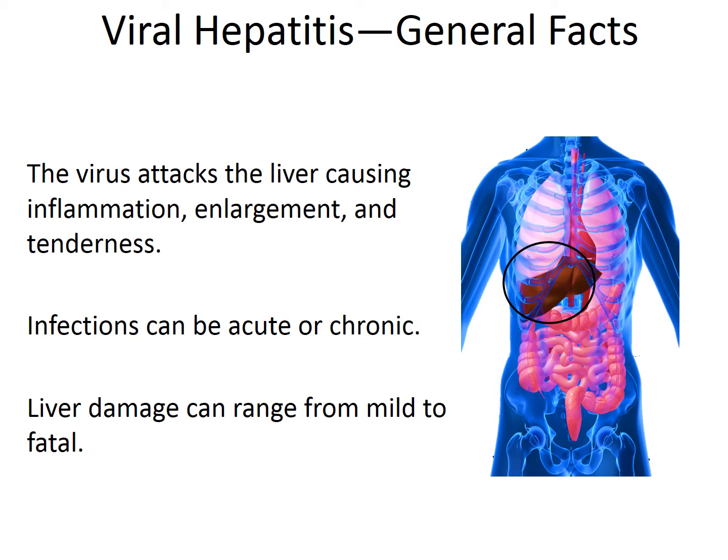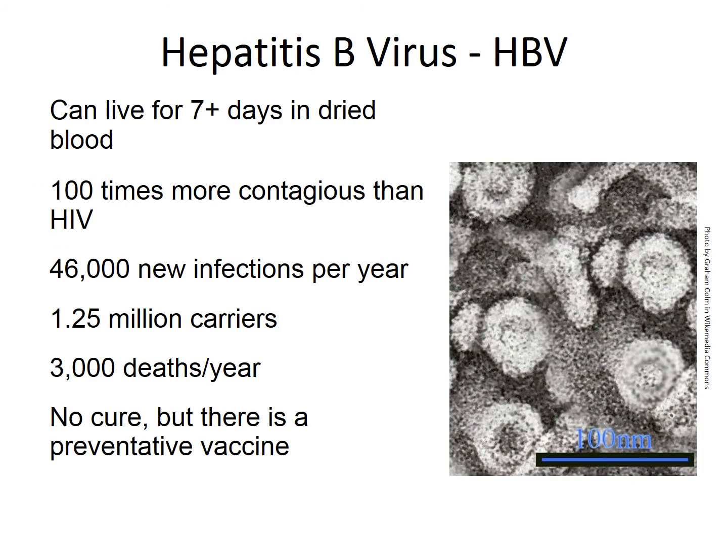When it is damaged by hepatitis viruses, these functions can be impaired. There are several types of viral hepatitis, but the two of concern here are hepatitis B and hepatitis C. The hepatitis B virus can survive outside the body for more than 7 days in a dry state on a surface, such as a countertop or in a discarded syringe. Hepatitis B is more contagious than HIV.